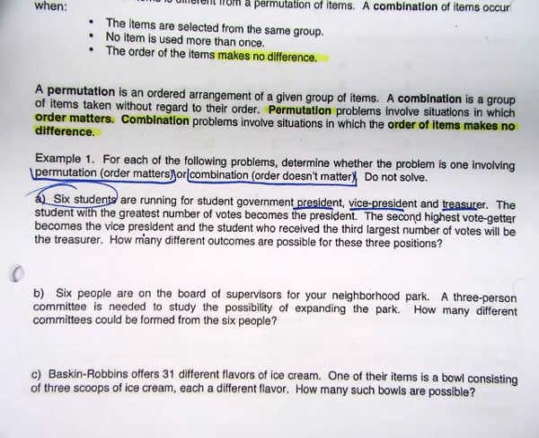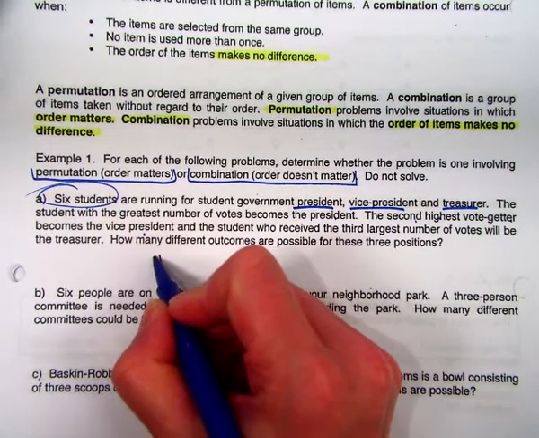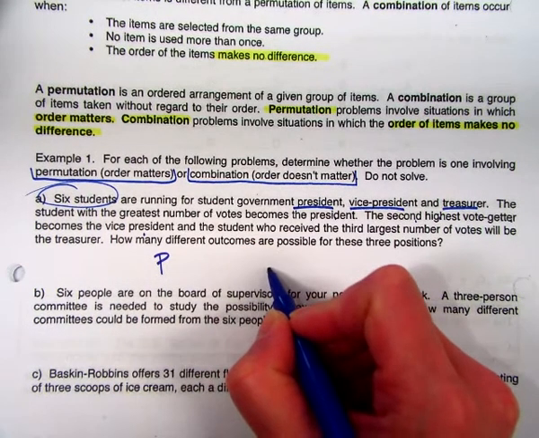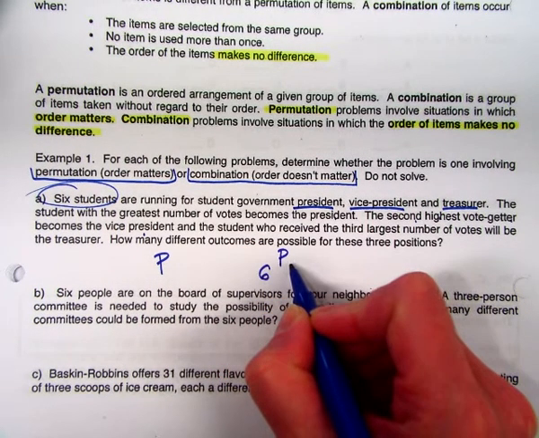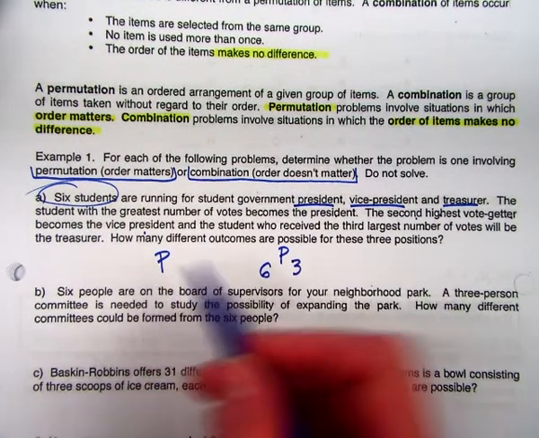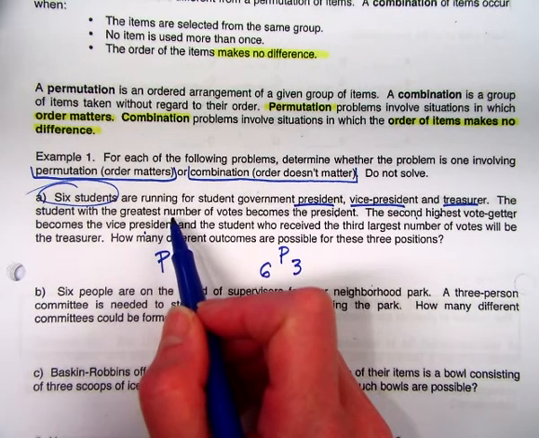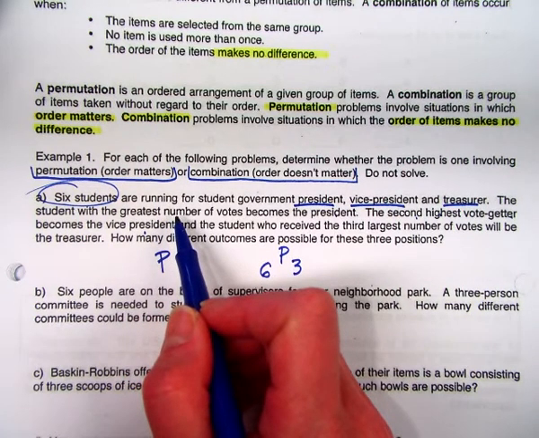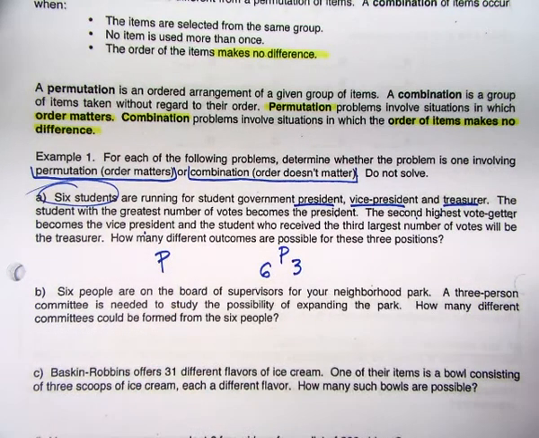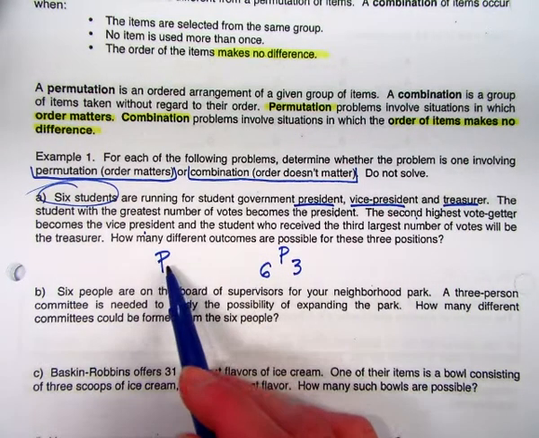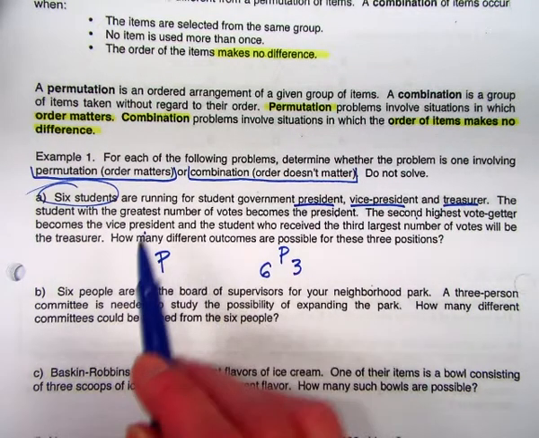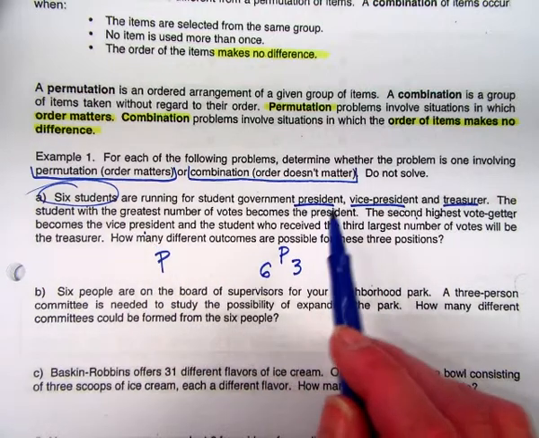So this is permutations, and we would do 6P. How many are we choosing? 3. And the reason this is permutations is because it tells you the first person must be the one with the biggest number of votes. The second is the one with the second number of votes, and so on and so forth. So this is permutations because it matters who gets to be president, who gets to be vice president, and treasurer.